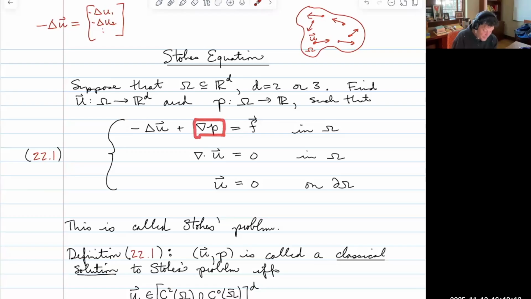So does this term make sense? Well, we said P is a scalar. When I take the nabla operator, the gradient operator, acting on a scalar, I get a vector. So this is a vector plus a vector equals a vector. So f is a known function, and we're looking for u and p to satisfy this equation.